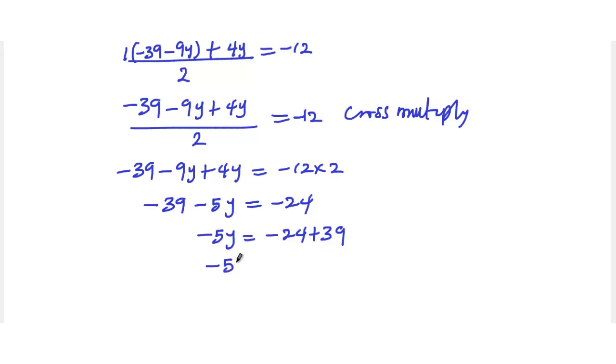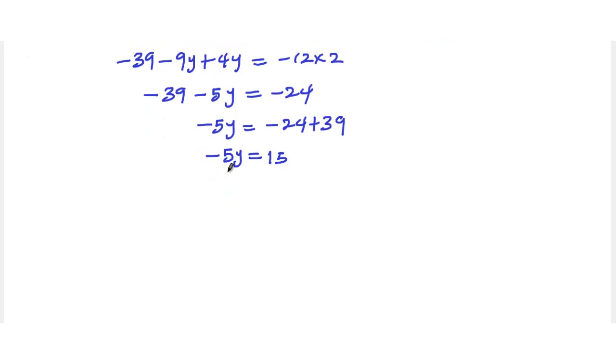So minus 5y will give us 15. Divide both sides by the coefficient of y, minus 5 divided by minus 5. This cancels this. So we have y will now be equal to 15 divided by minus 5. That will give us minus 3. So that's the value of y.